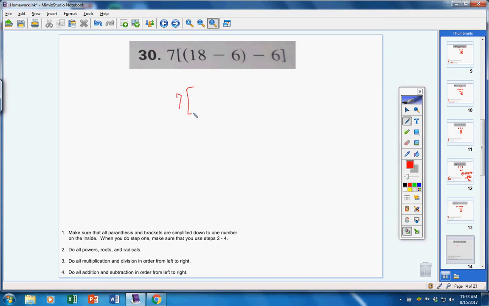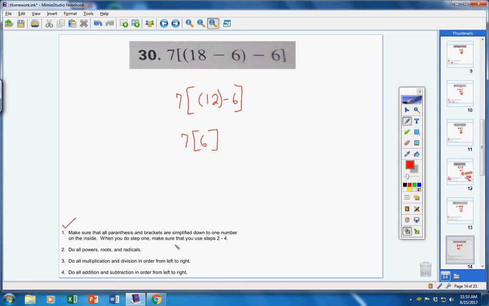So 7 bracket 12 minus 6. So everybody see where that 12 came from? 18 minus 6 is 12. Now my parentheses is down to one number, but my bracket is not down to one number. So let's get our bracket down to one number, okay? 12 minus 6 is 6. There we go. Step 1 is finished.